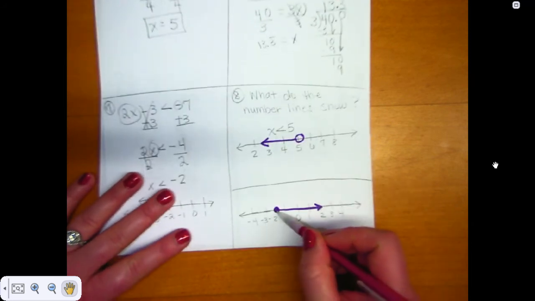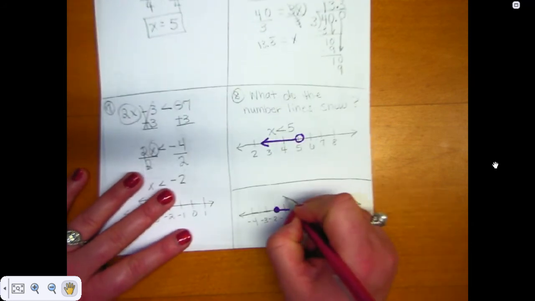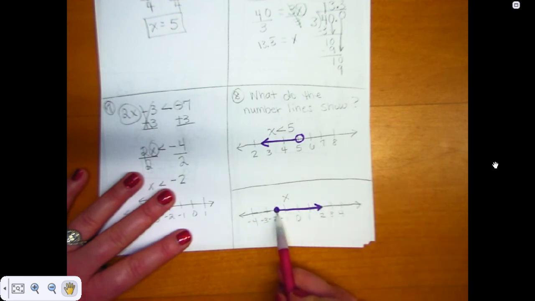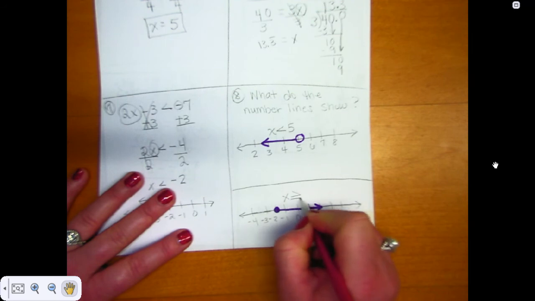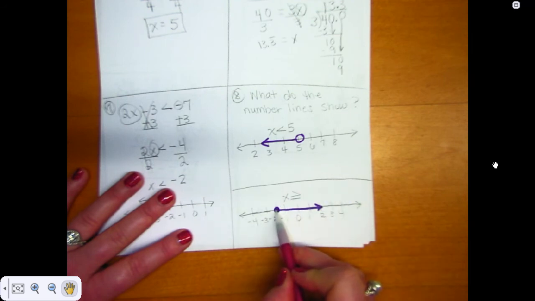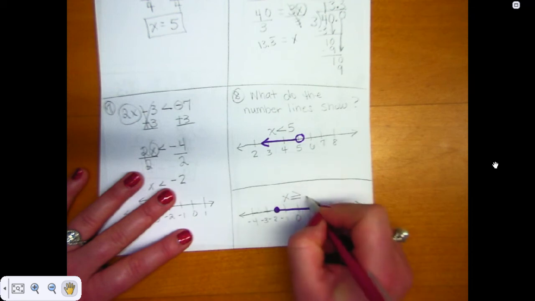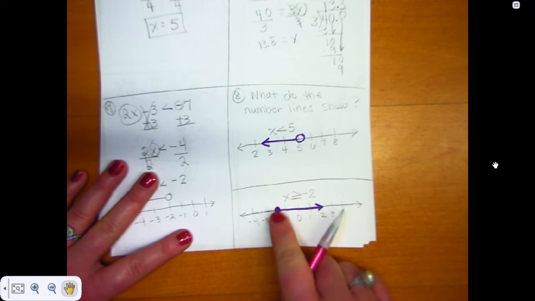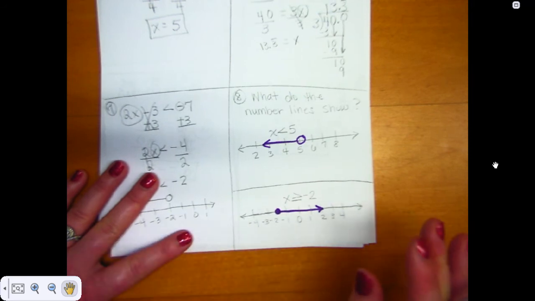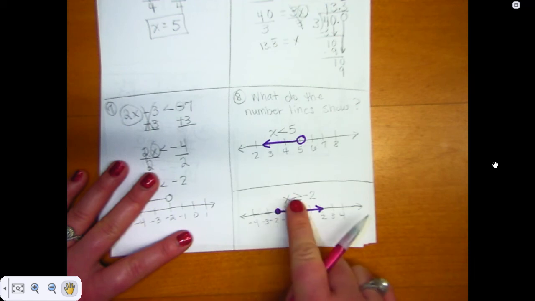I see that I have a closed dot here. So that tells me that X is going to be or equal to here. So it's going to the right. So that tells me it's greater than or equal to, because it is a closed dot. And x is greater than or equal to -2. So just remember that open dot means there is no or equal to. If it's a closed dot, it means there is an or equal to.